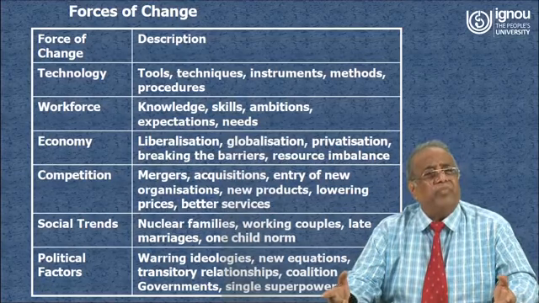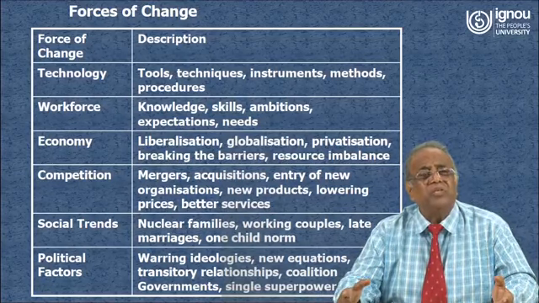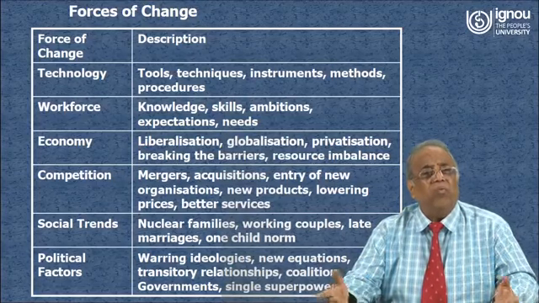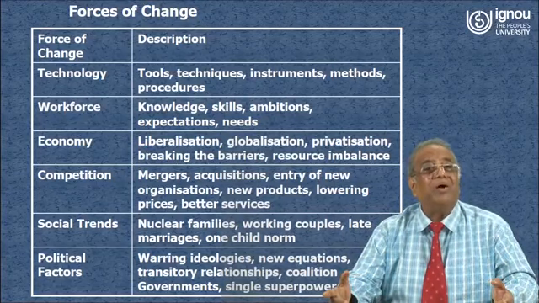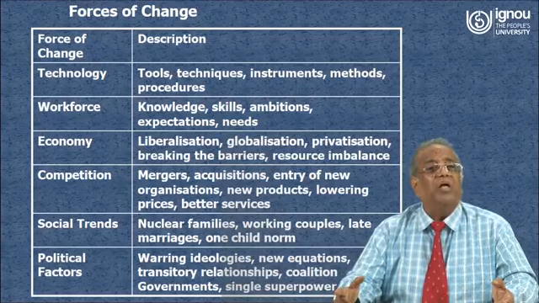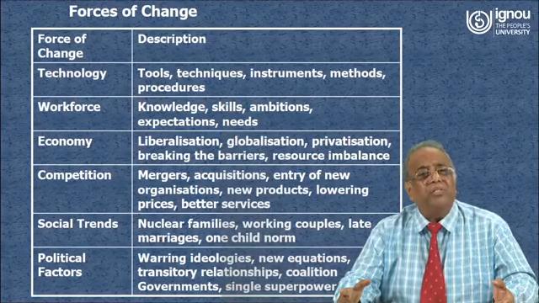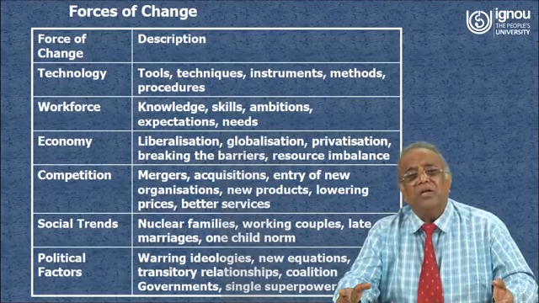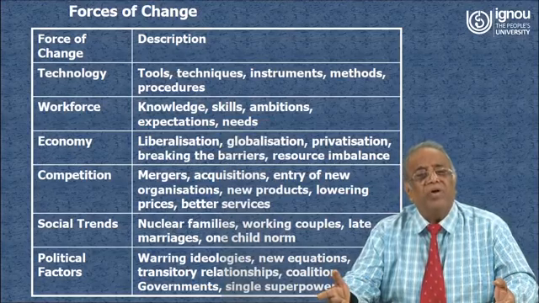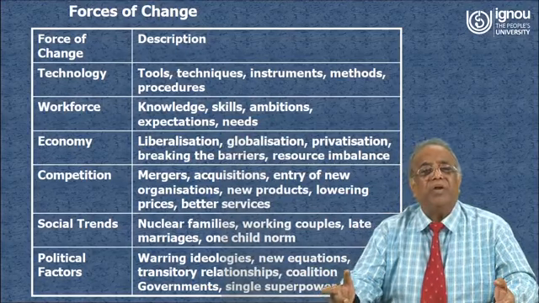Social trends: nowadays there is a drastic change in society, nuclear families, working couples, late marriages and the one-child norm. There are political factors: varying ideologies, new equations, transitory relationships, coalition governments and a single superpower, etc.